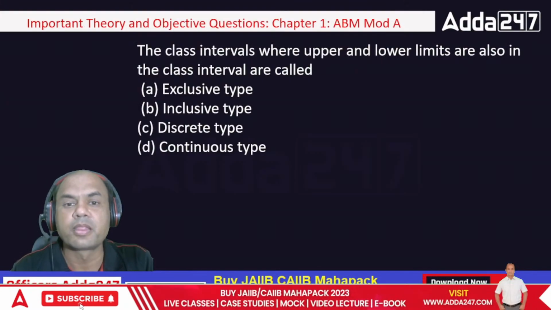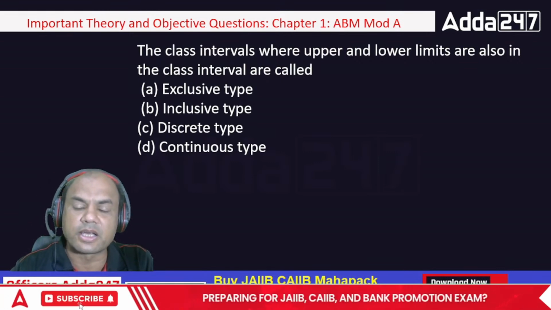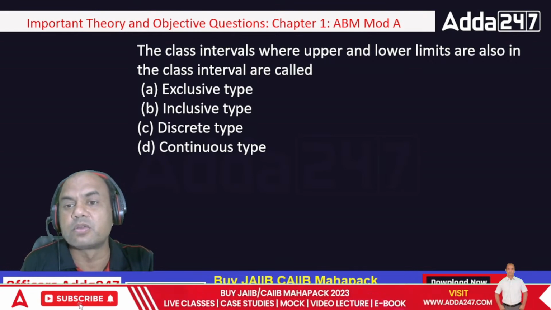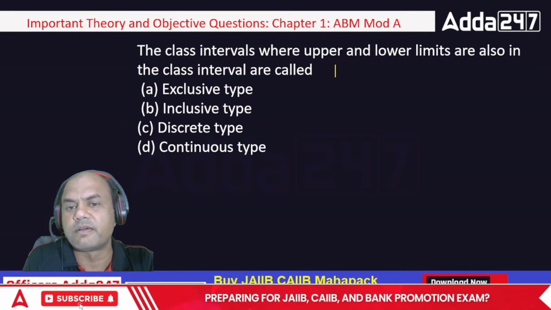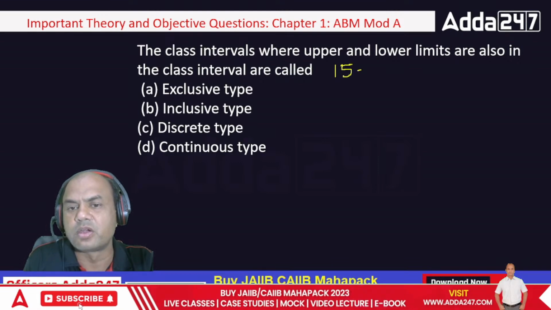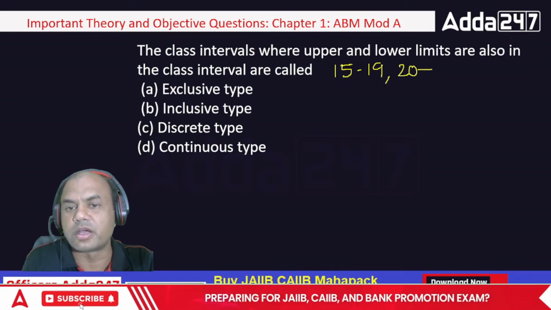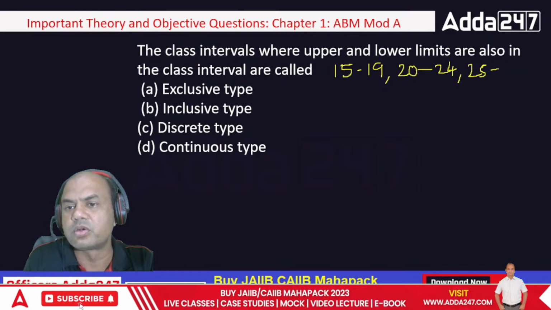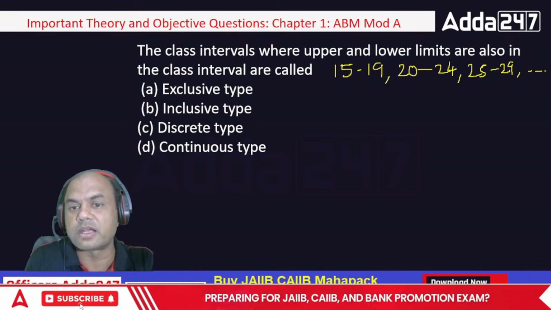Okay. The class intervals where the upper and the lower limits are also in the class interval are called as, just now we saw this, isn't it? Where upper and the lower limits are also in the class interval means what? Suppose I write it like this: 15 to 19, 20 to 24, 25 to 29 and so on, both included.